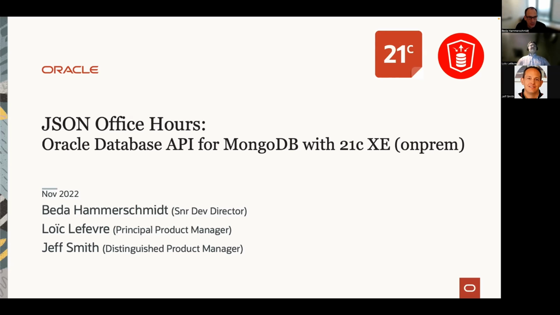Today we will talk about the Oracle Database API for MongoDB. So you probably already know that this is an option on the Autonomous JSON Database, but today we will see that it's also possible to use it on premise.